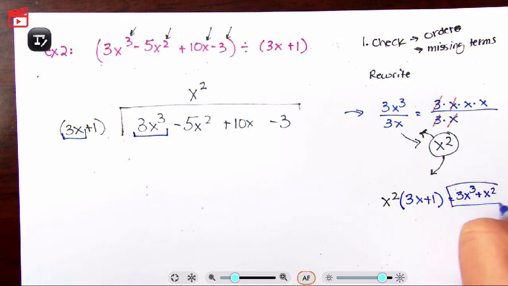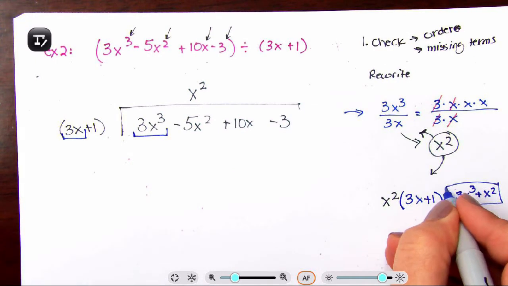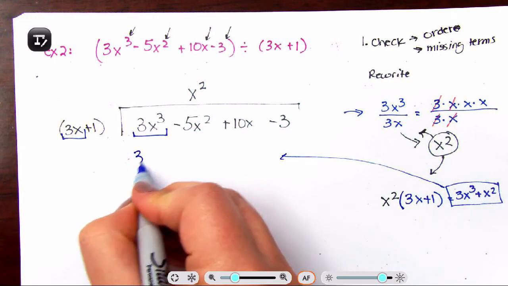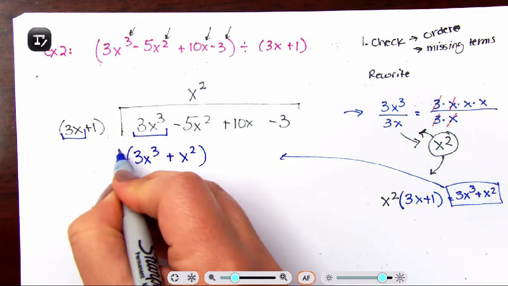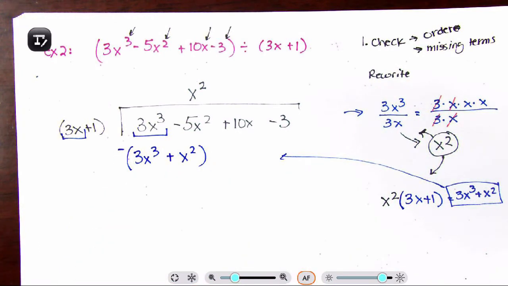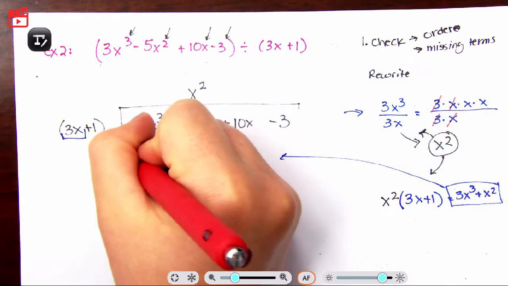You're going to take this part right here. You're going to write it underneath. So I have 3x cubed plus x squared. You're going to put that in a bubble. You're going to subtract. But you're not really going to subtract. You're going to change all the symbols.